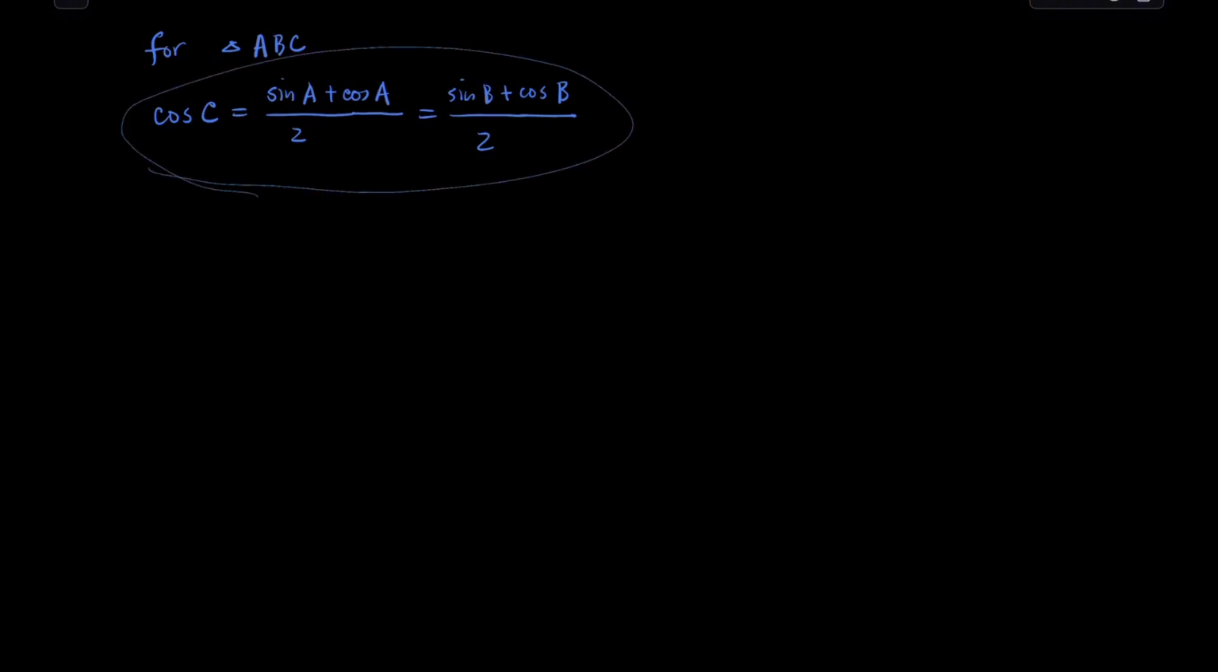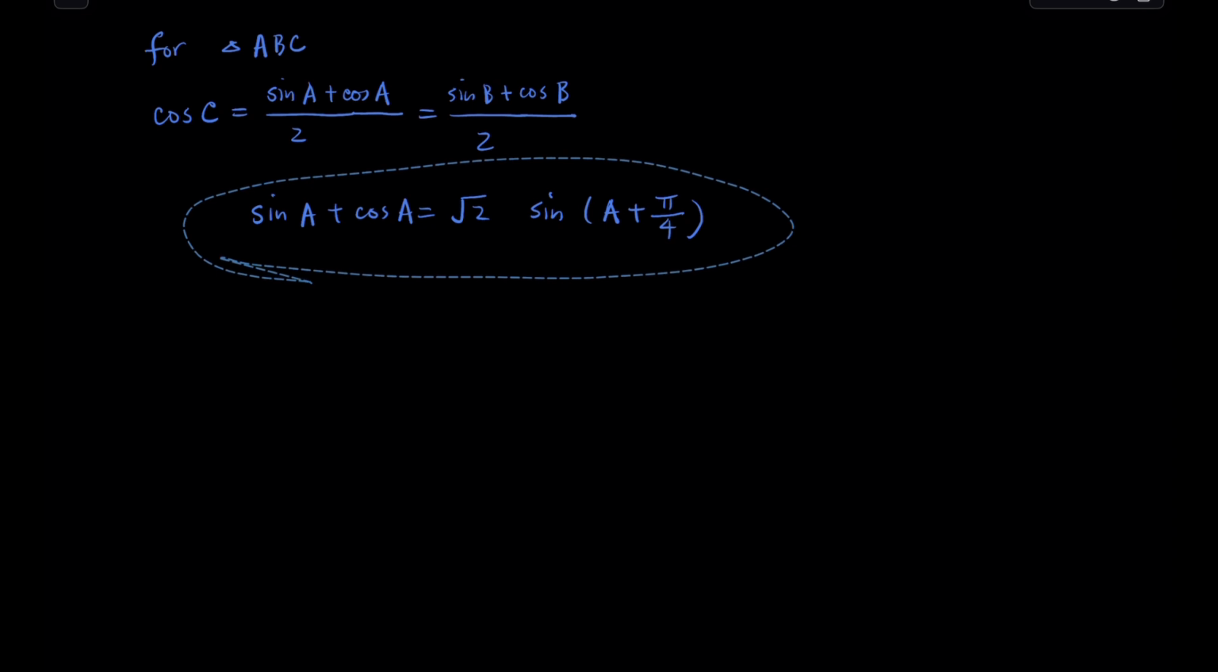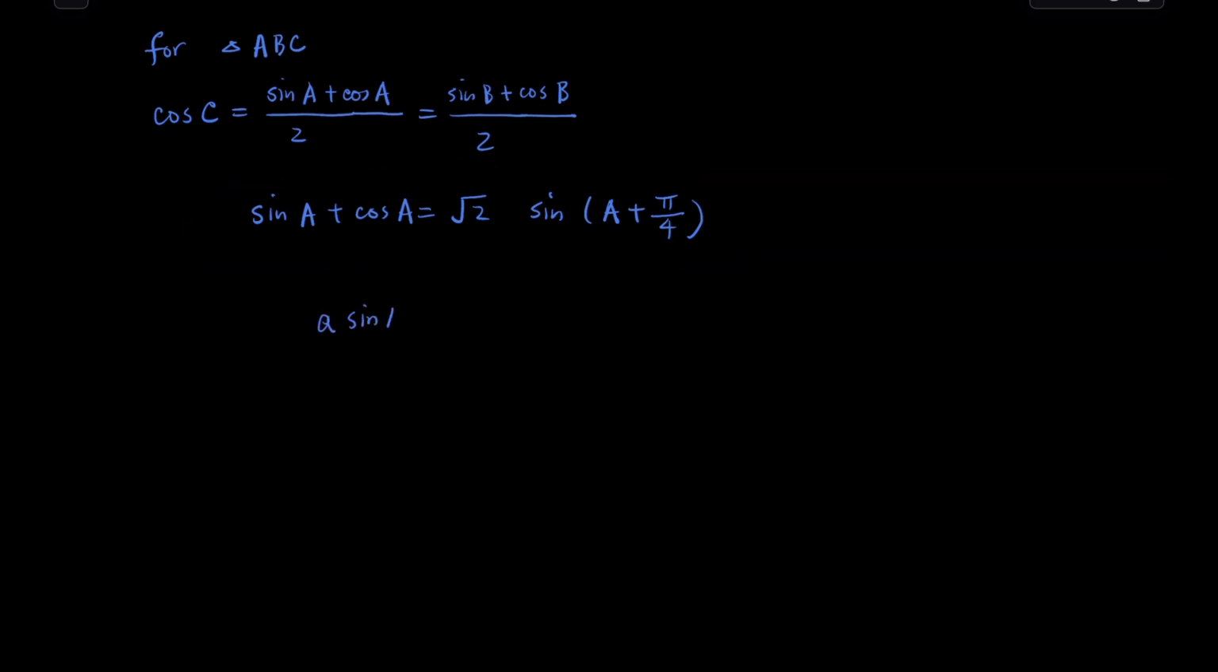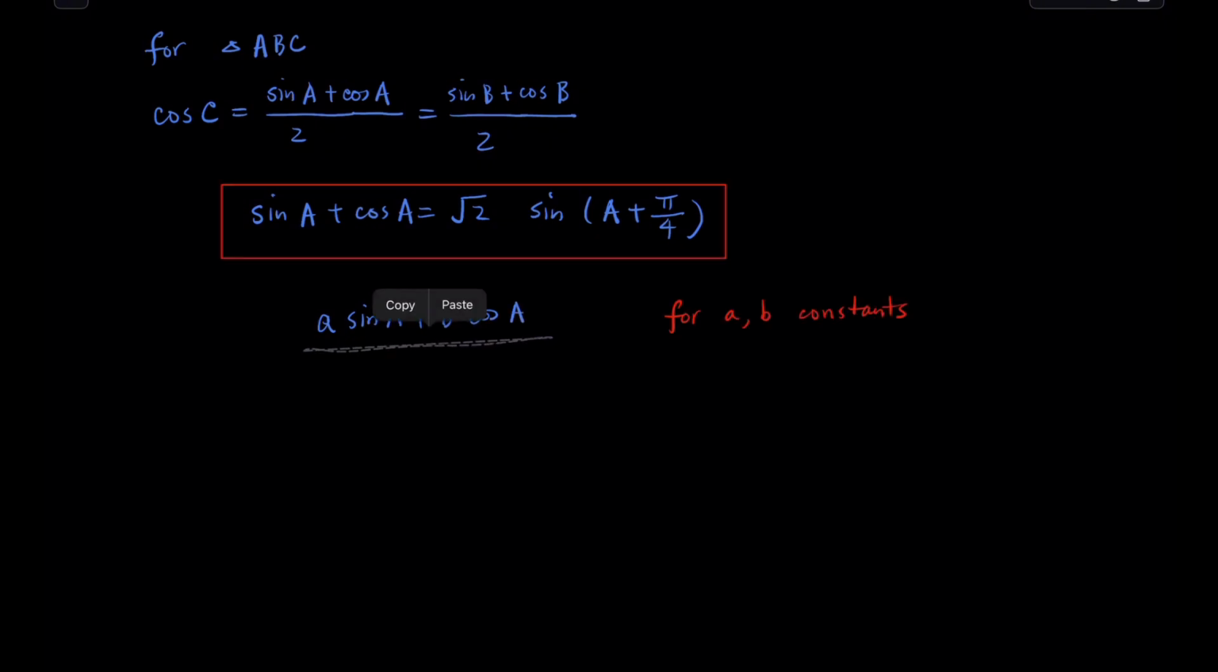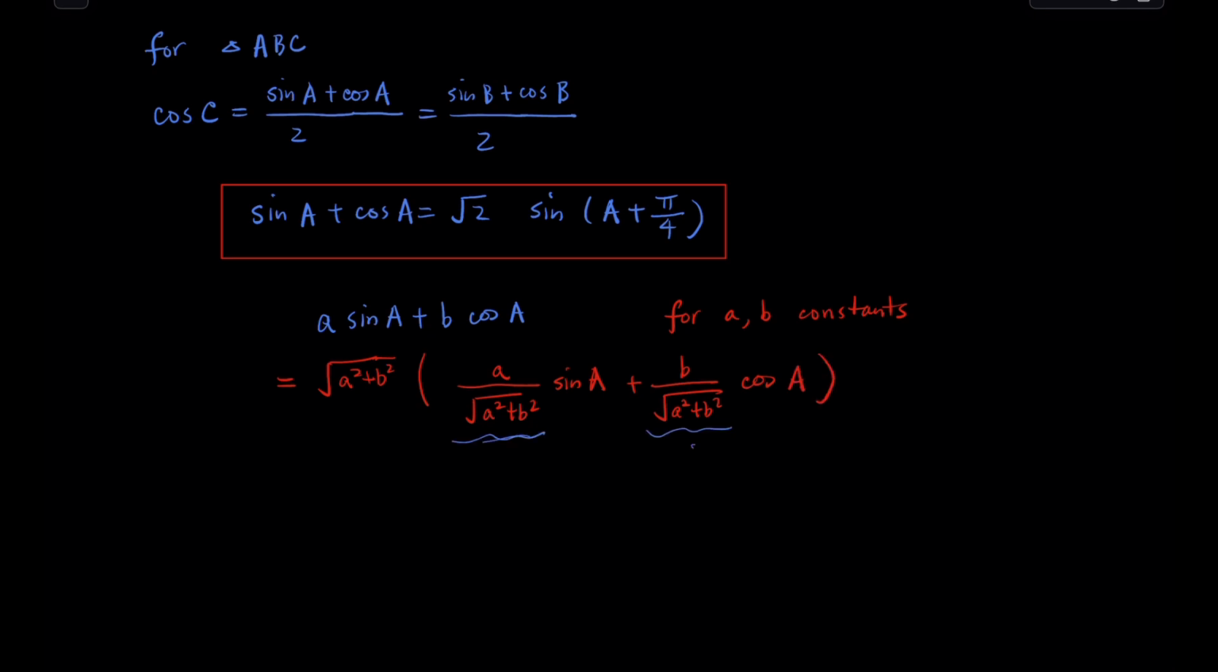Now here it's important to know that this sine A and cosine A can be rewritten. It may not be straightforward to understand this equation, but in general, you may see something like a sine A plus b cosine A, and this expression can be rewritten by taking out the square root of a squared plus b squared. You're going to have the square root of a squared plus b squared times a over that same constant sine A plus b over the square root of a squared plus b squared cosine A. Now you can set this constant quantity to be cosine phi, and this part to be sine phi, where what is phi?